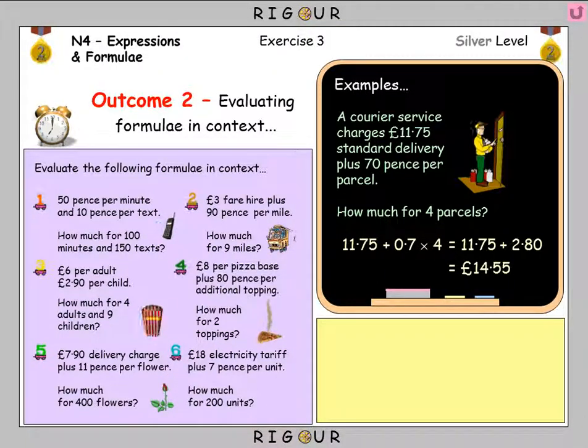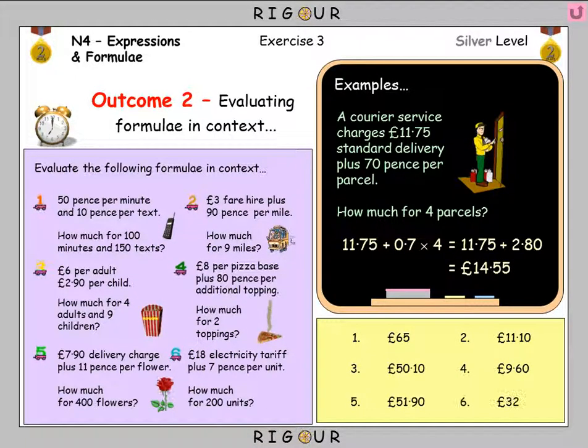So we have the mobile phone bill of £65, we've got the taxi fare of £11.10, we've got the cinema price of £50.10, we've got the cost of the pizza is £9.60, we have the flour delivery service charging £51.90, and the electricity tariff would cost £32.